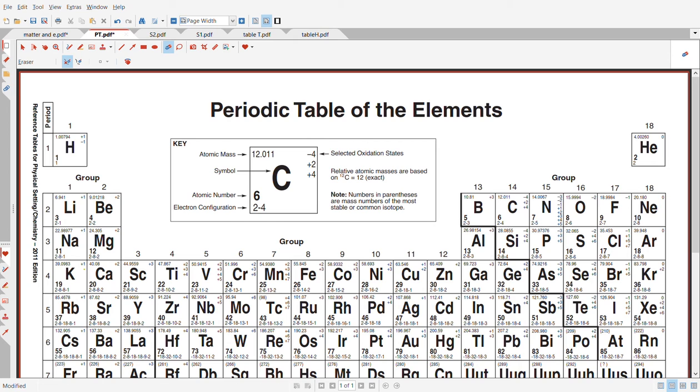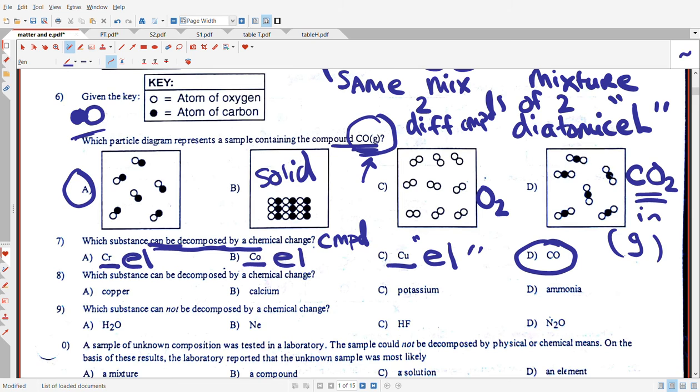See, it says elements, and there's your cobalt, the Co. So they're all found on this table. That's another way you could do it. And you won't find capital CO. You'll find just lowercase o on there.